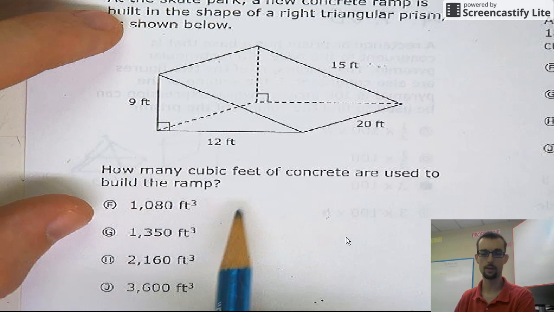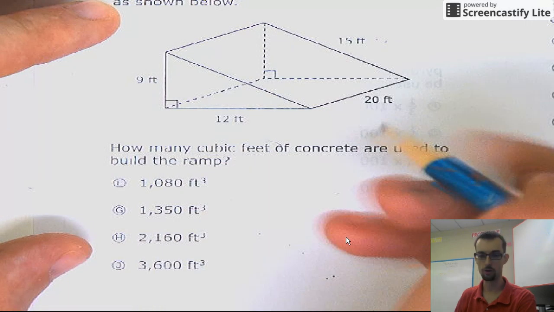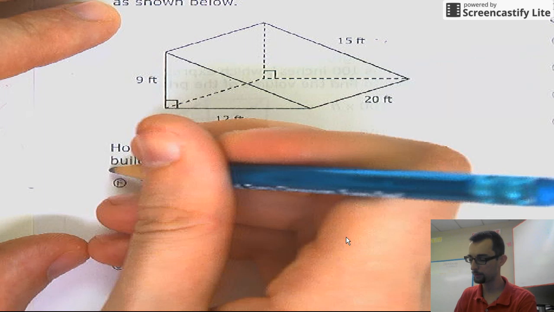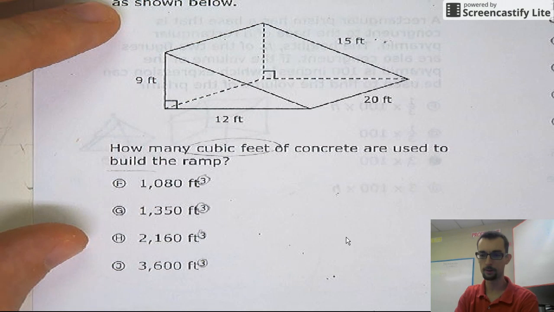How do you know? Well, it asks for cubic feet, which means you're multiplying three things together, which means you're talking about volume. And I'm building it, which means I'm filling up the space inside, which again means volume. Also, your answer choices all have a 3 in them, which means I'm talking about volume. I'm going to be multiplying three things together. Okay? So let's see, what three things am I going to multiply together?